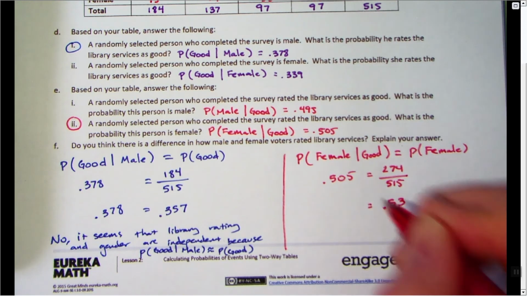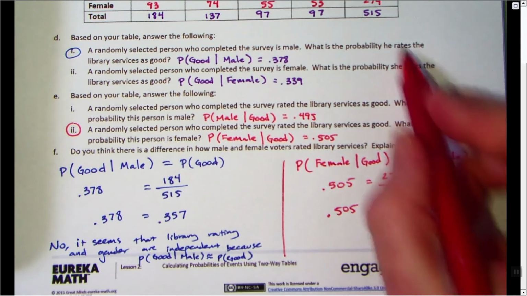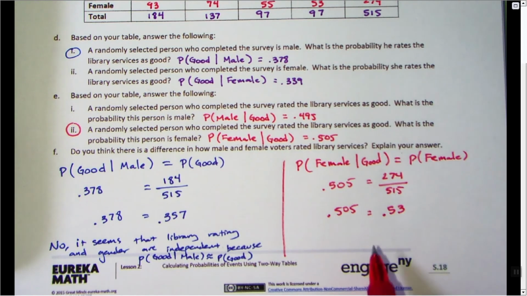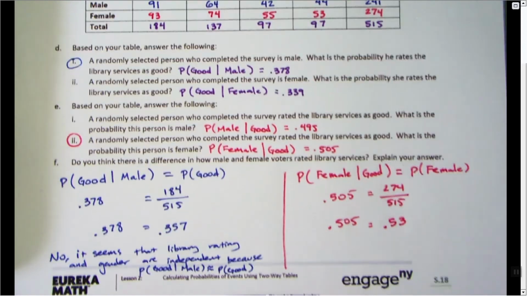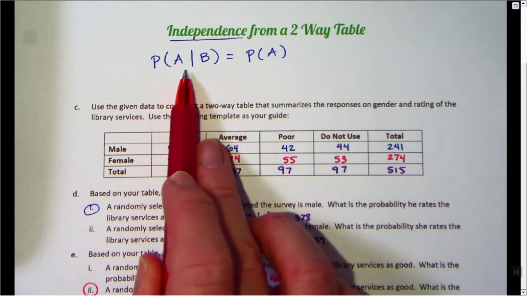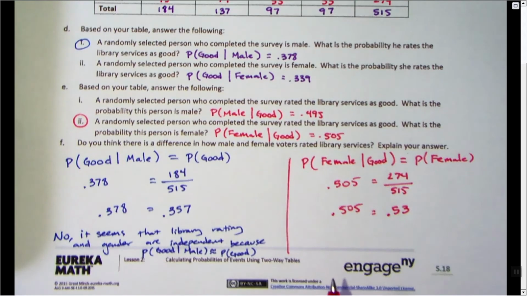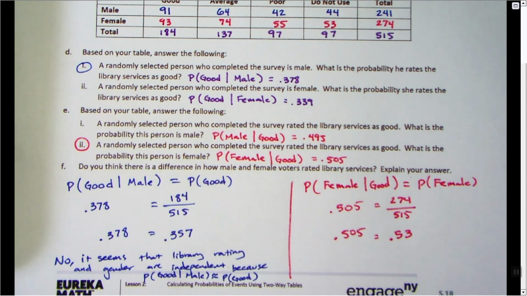Now is 0.505 similar to 0.53 out of a survey of 515 people? Yeah, that's kind of close. So again, you might say that these are close together, and so they might be. This will be addressed in much more rigor if you take AP statistics or a college level stats class. But at least for now, we're looking to see if the probability of A given B is somewhat close to the probability of A. And in this case, it looks like gender and library rating seem like they might be independent.